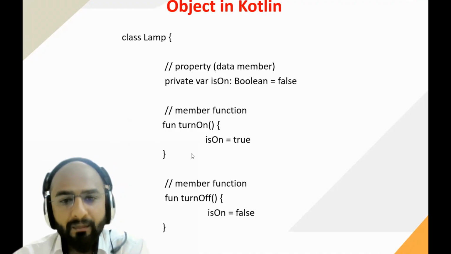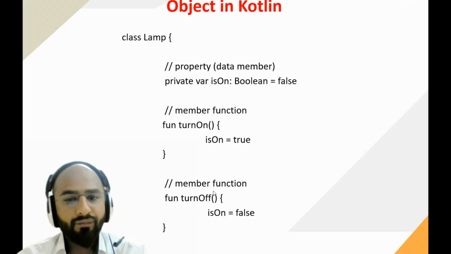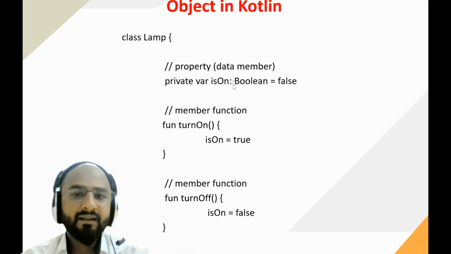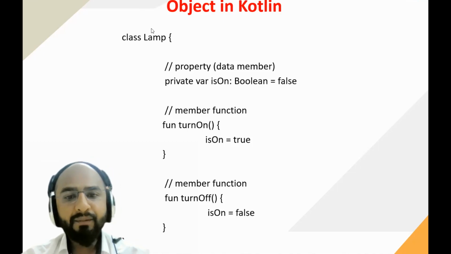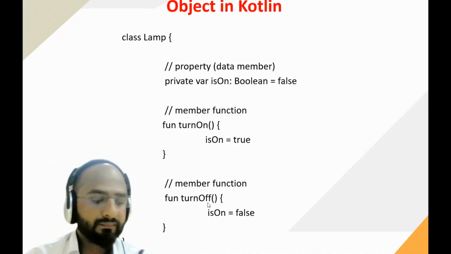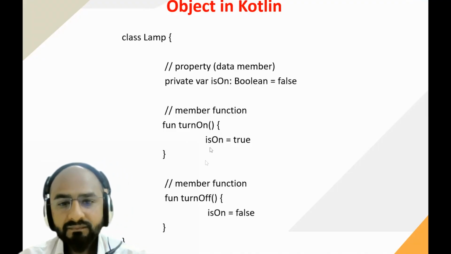Now I have created two member functions, turnOn and turnOff. Say for example, this lamp class has a property named isOn, and this lamp class has member functions named turnOn and turnOff.